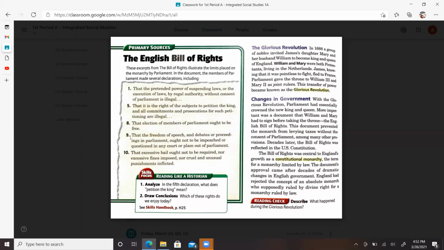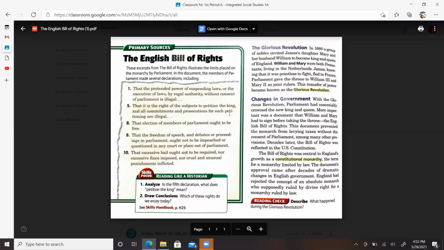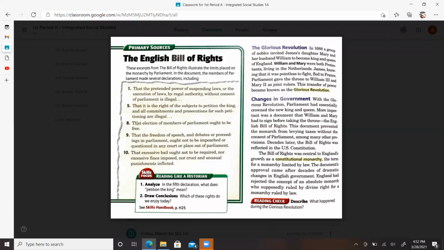All right. So using this information on the right with the background information of the English Bill of Rights and looking through these English Bill of Rights, go ahead and answer questions 1 and 2.